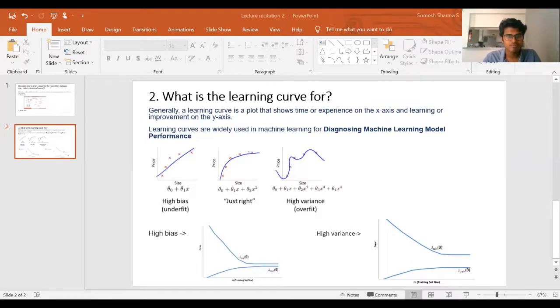But the main part of the question deals with the first picture that I attached, which is used to distinguish between a very high bias, just right, and high variance, that is overfit. So this is my answer for the second question.